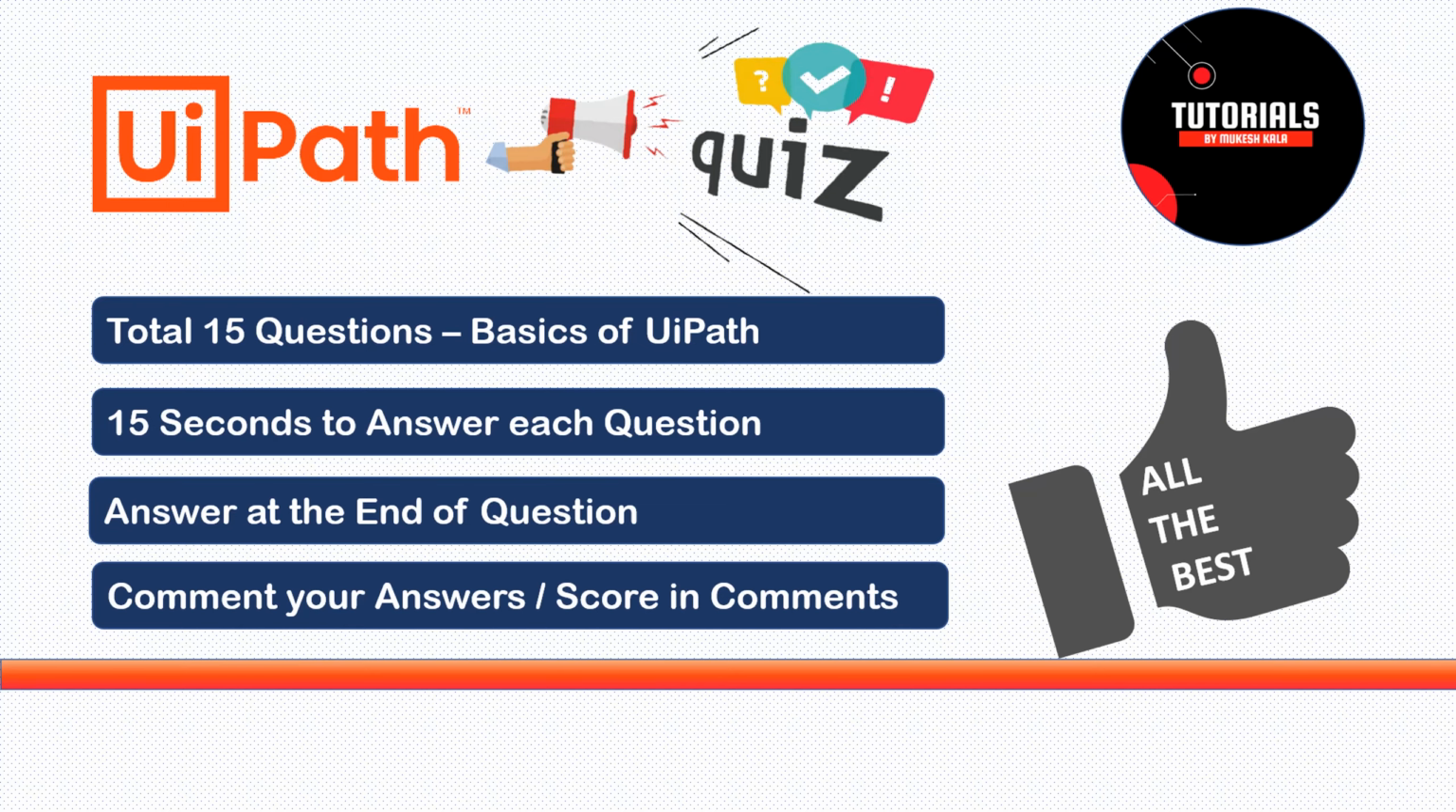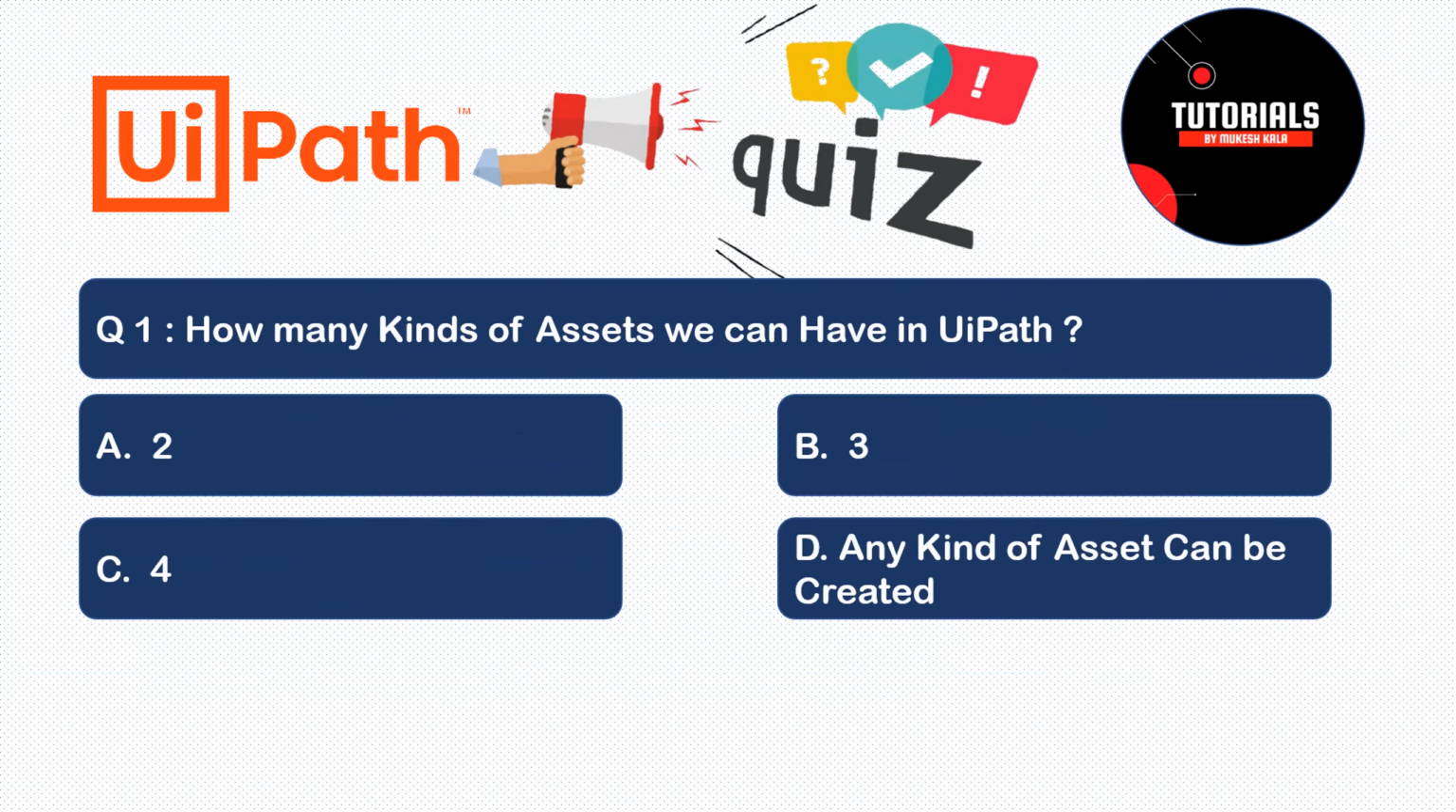Here comes the first question for the quiz. How many kinds of assets can we have in UiPath? 2, 3, 4, or any kind of asset can be created. I repeat the question. How many kinds of assets can we have in UiPath? 2, 3, 4, or any kind of asset can be created.